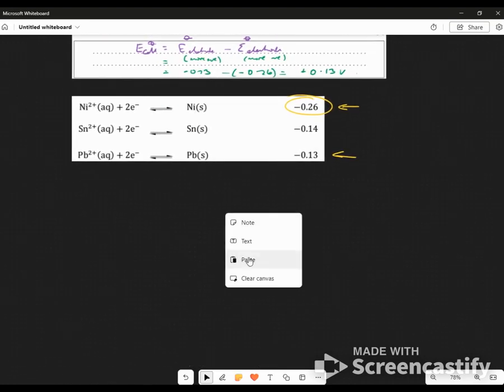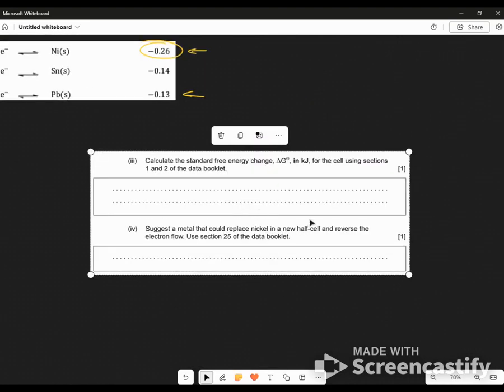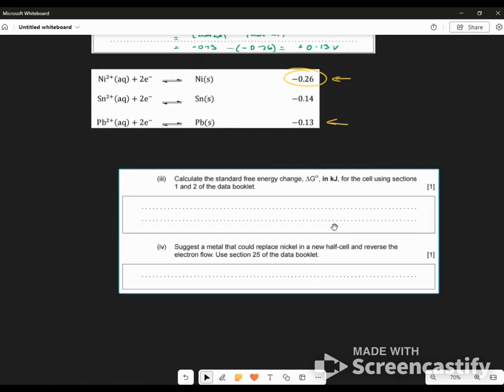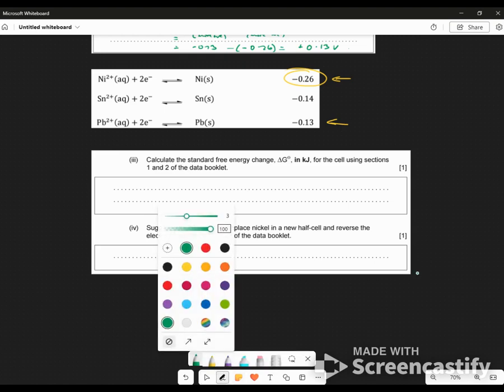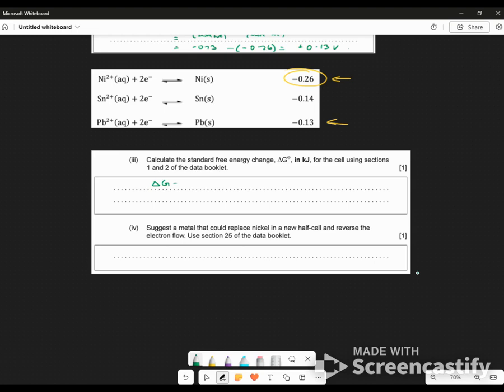Here we are, paste there. Let's move this over. Okay, wonderful. Calculate the standard free energy change, delta G, kilojoules for the cell using 1 and 2 of the data booklet. Right, now I'm going to use this one. Delta G equals minus nFE cell.